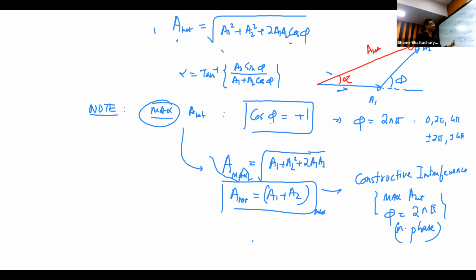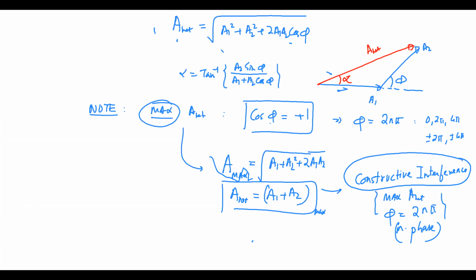So this is now given a special name, and that special name is constructive interference. If we hear the term constructive interference, what do we understand about it? We understand that we want the net amplitude to become the sum of the amplitudes, A1 plus A2. And for that, what is the required condition? That the two waves should be in phase. So in phase means what? The phase difference between them should be of the type 2n pi. Okay, so the definition of constructive interference is clear, beta? Yes, sir.